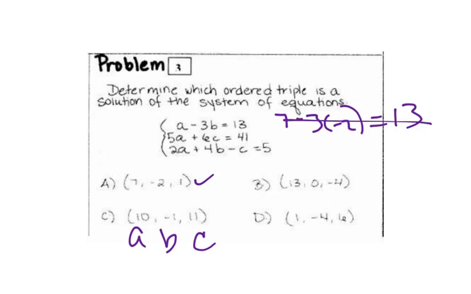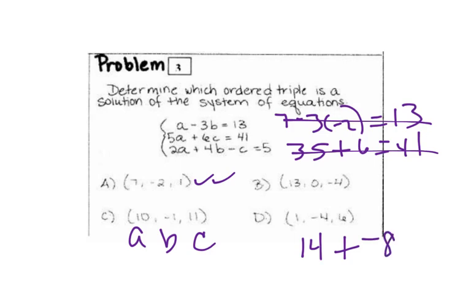On the second one, you would have 5 times 7 is 35, plus 6 times 1 is 6 equals 41. That works too. And for the third one, you would say 2 times 7 is 14, plus 4 times negative 2 is negative 8, minus 1. 14 minus 8 is 6, minus 1 is 5. Hey, that works. There's your answer. We got lucky on it being the first choice, but you would just do that with each choice till you found the answer.